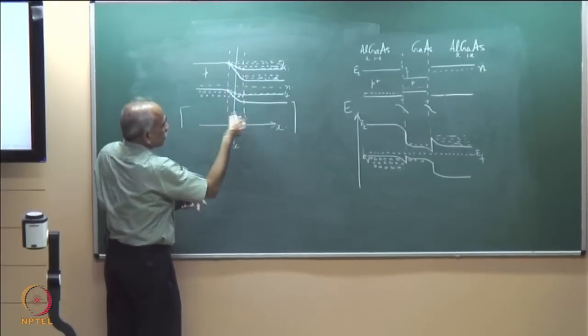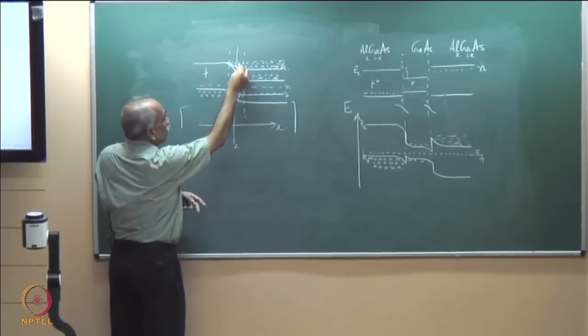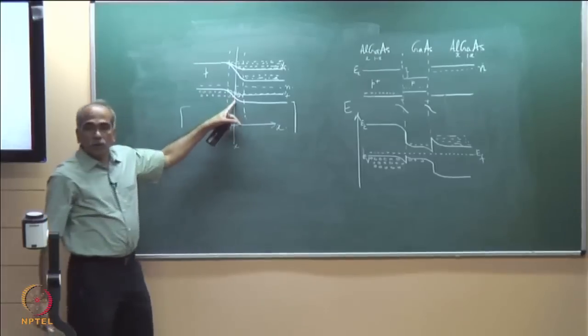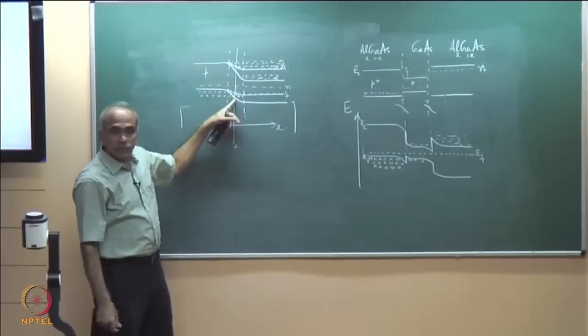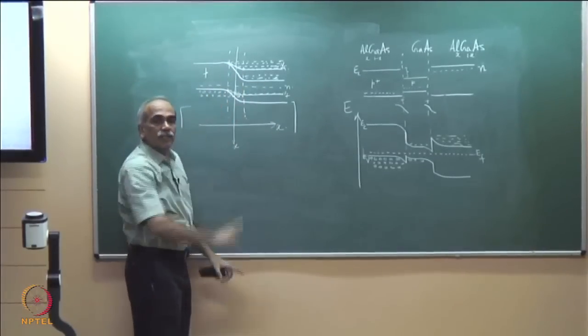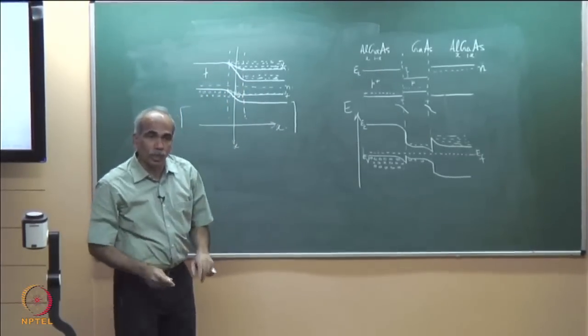Now you have a large number of electrons and a large number of holes which recombine to form the current. So if you have forward bias, the carriers recombine and current flows in the external circuit. This is how the PN junction would work.